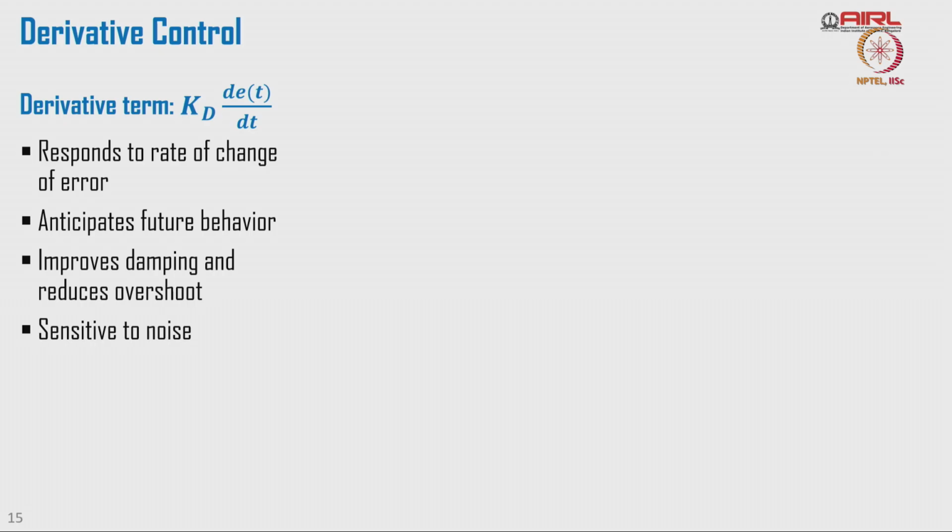Fine. Finally, we arrive at derivative control. This is the contribution of the derivative controller in the system. It takes the derivative of the error, that means the rate of change of error, and multiplies that term with the gain Kd. It responds to the rate of change of error and anticipates future behavior, because it has the track of change of error, it can anticipate what will happen in future from the perspective of the error. It improves damping and reduces overshoot, and it is sensitive to noise.